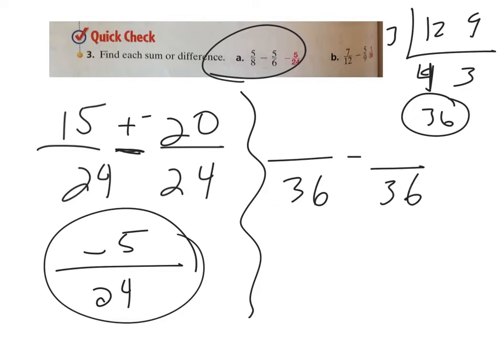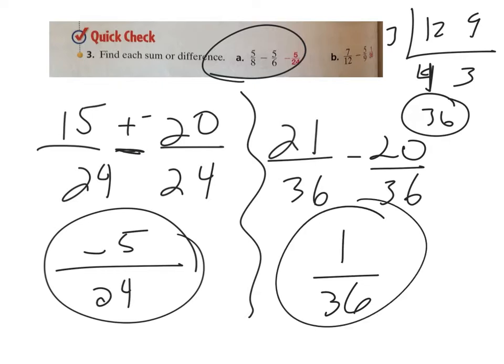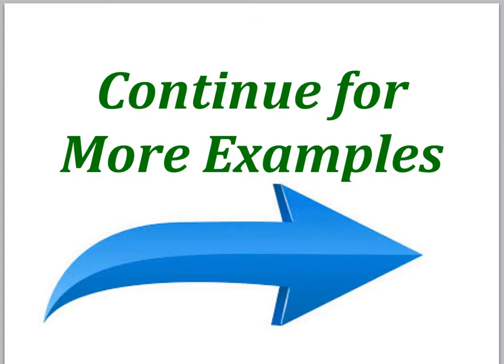So, here we go. 12 goes into 36 3 times. 3 times 7 is 21. 9 goes into 36 4 times. 4 times 5 is 20. So that 36 comes down. 21 minus 20 is 1. 1 36th, no need to reduce. Done with that one.